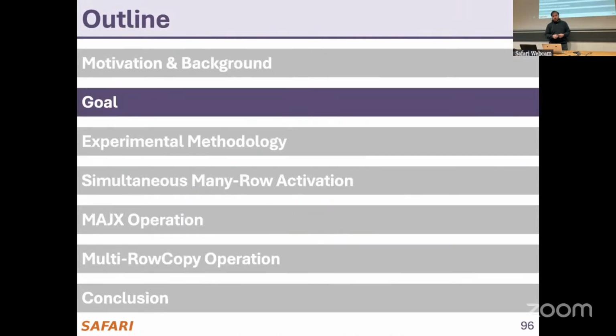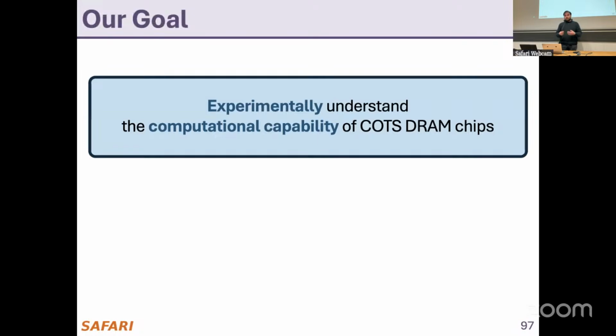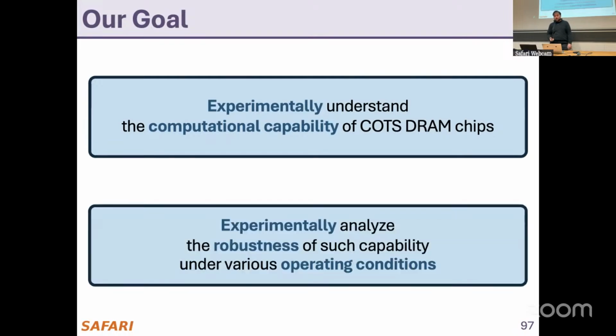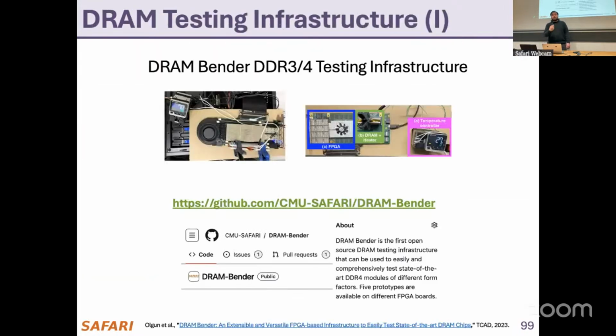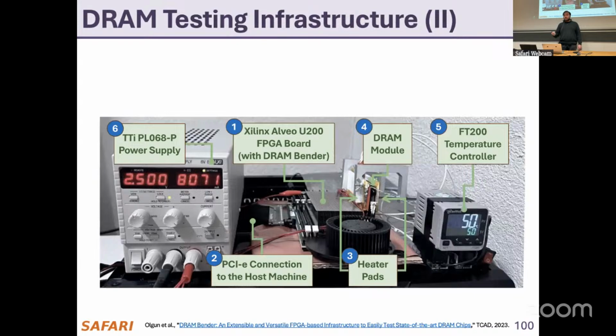And our goal in this paper is the same as the previous paper: we want to experimentally understand the computational capability of off-the-shelf DRAM chips and analyze the robustness of such capability under various operating conditions. For this one, we use DRAM Bender to test real DDR4 chips. But for this paper, we also include a power supply to change the voltage on the word line and see how this affects processing-using-DRAM operations, such as majority and row copy.